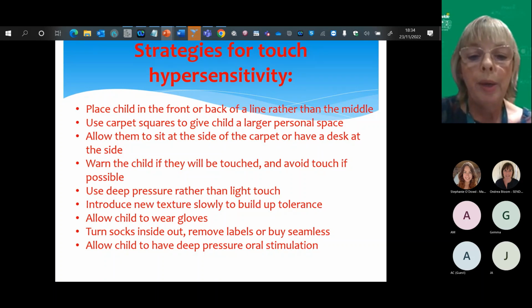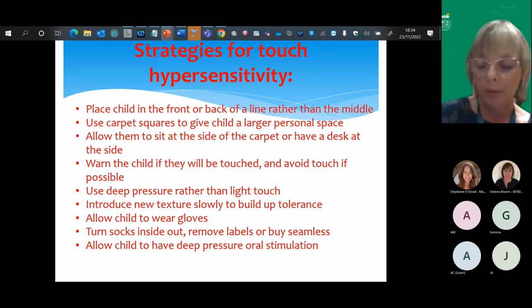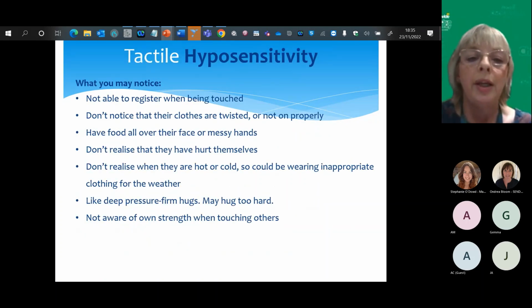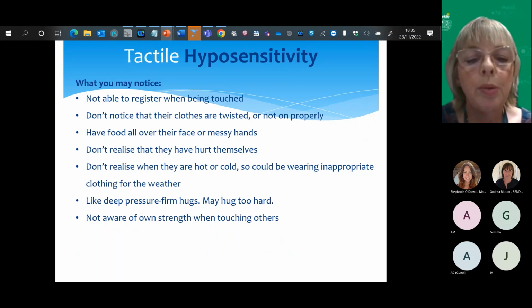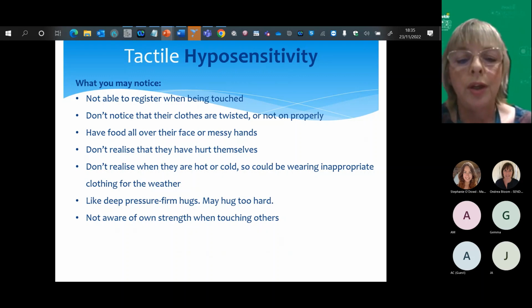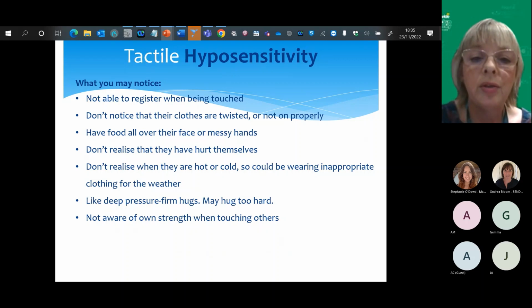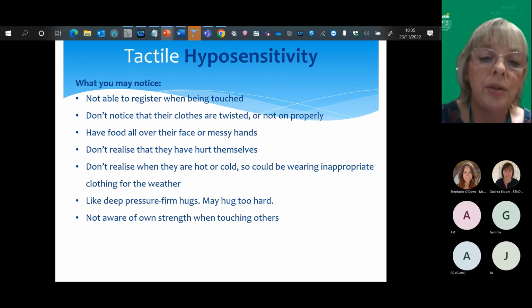The PowerPoint is actually designed for teaching in school, so there's a lot of references to school, but a lot of these are equally applicable to home. But the child that's tactile hyposensitive is often more vulnerable to other children noticing differences. After lunch, Harry's the little boy that doesn't notice his face is dirty. Harry's the little boy that doesn't notice that he's got his shoes on the wrong feet, or his t-shirt on back to front. These are all things that can draw other children's attention to differences.